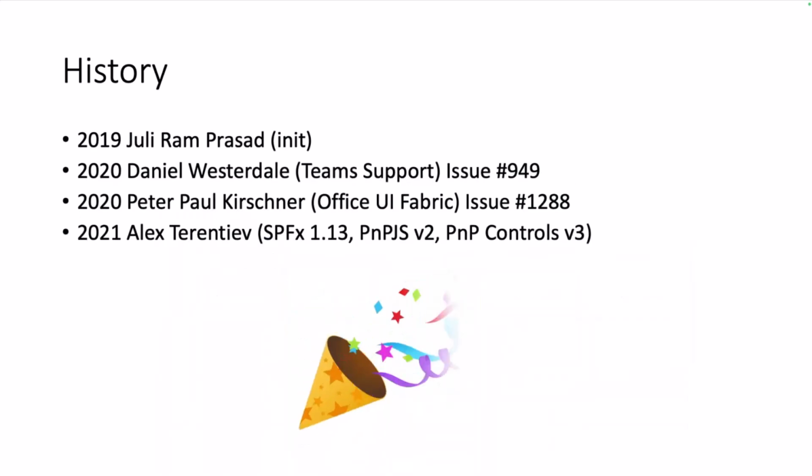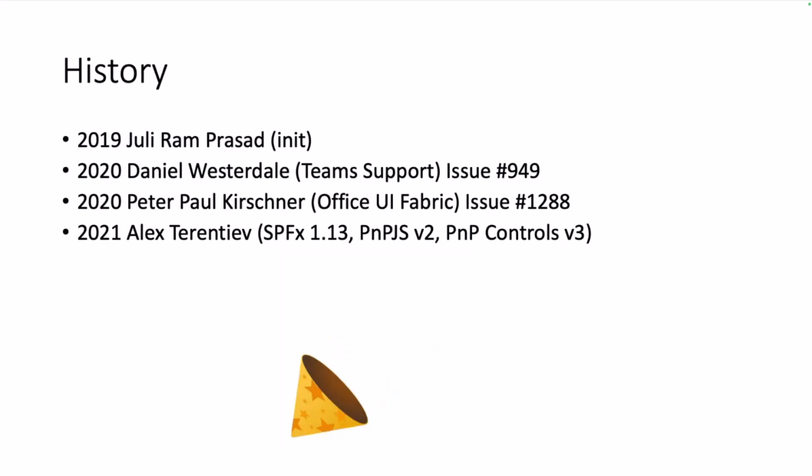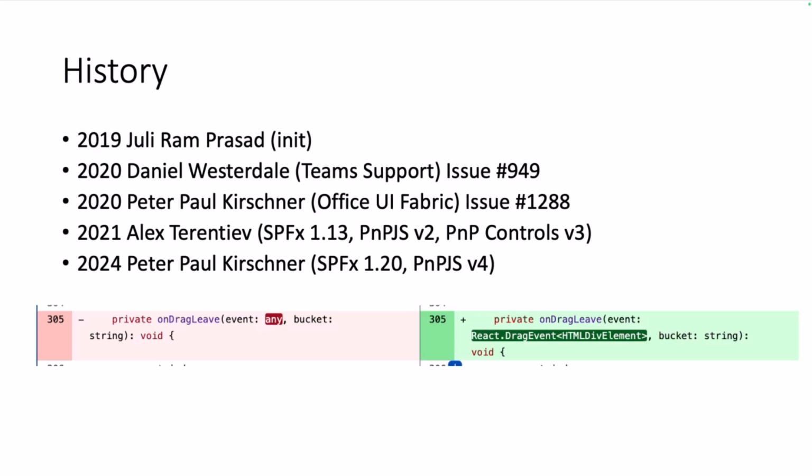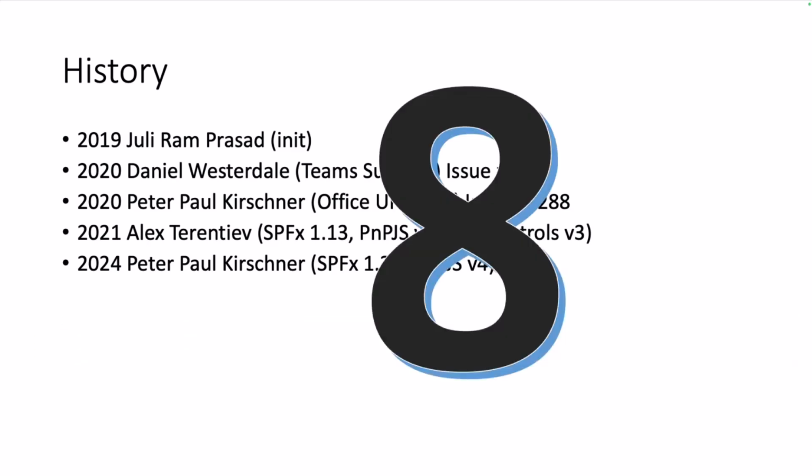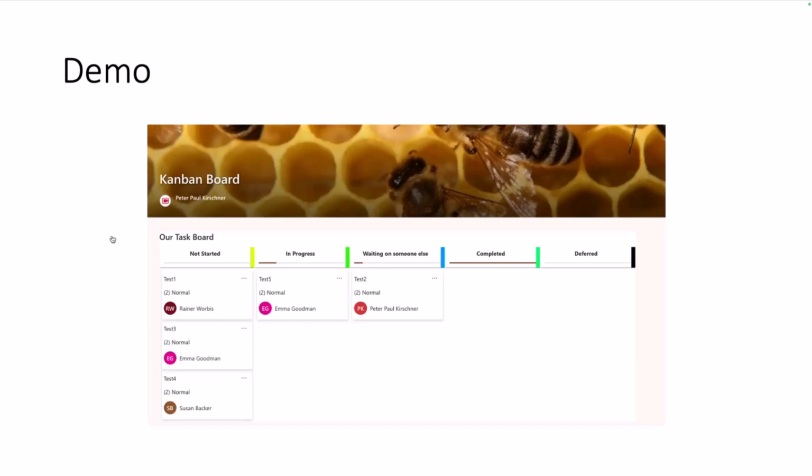Then Alex changed the version of the SPFx and upgraded from PnP JS version 1 to version 2, and also the PnP controls we had before are now on version 3. And then in 2025, during the Refresh Ranger hackathon in October, I changed it to the current version of SPFx, it's 1.20, and PnP JS V4. What you see is we have 8 different people involved with this web part. So let's take a look how it works today.